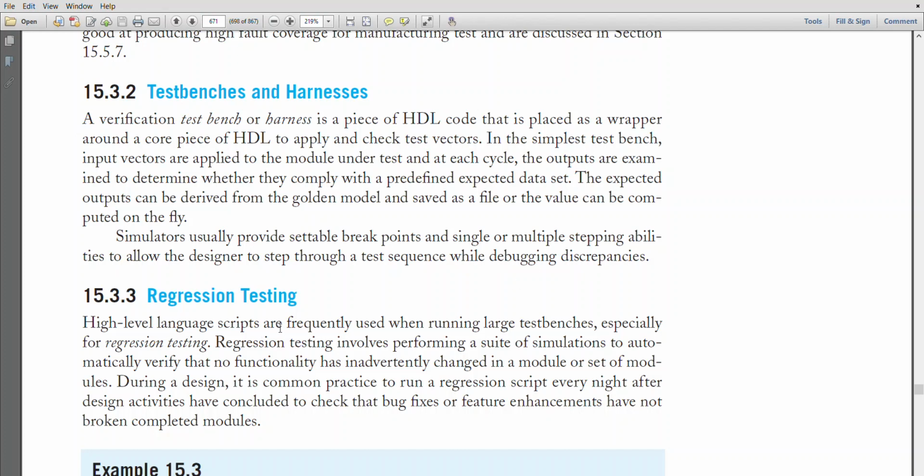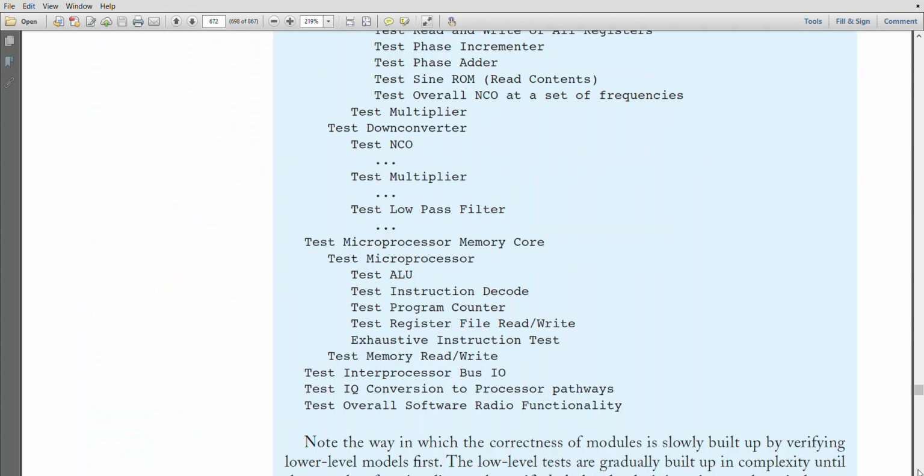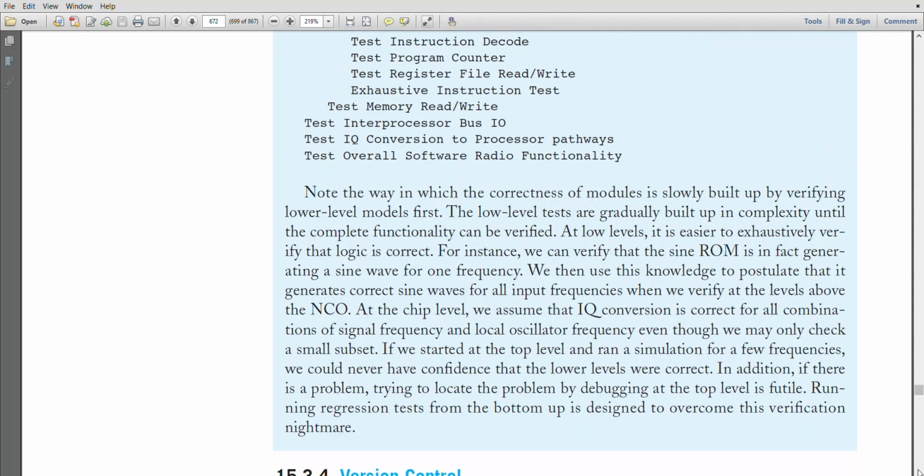Okay, regression testing. High level language scripts are frequently used when running large test benches, especially for regression testing. Regression testing involves performing a suite of simulations to automatically verify that no functionality has inadvertently changed in a module or set of modules. During a design, it is common practice to run a regression script every night after design activities have concluded to check that bug fixes or feature enhancements have not broken completed modules. This is the regression testing that you should perform while designing your circuit. Okay, this is a design, and this is an example you can consider.